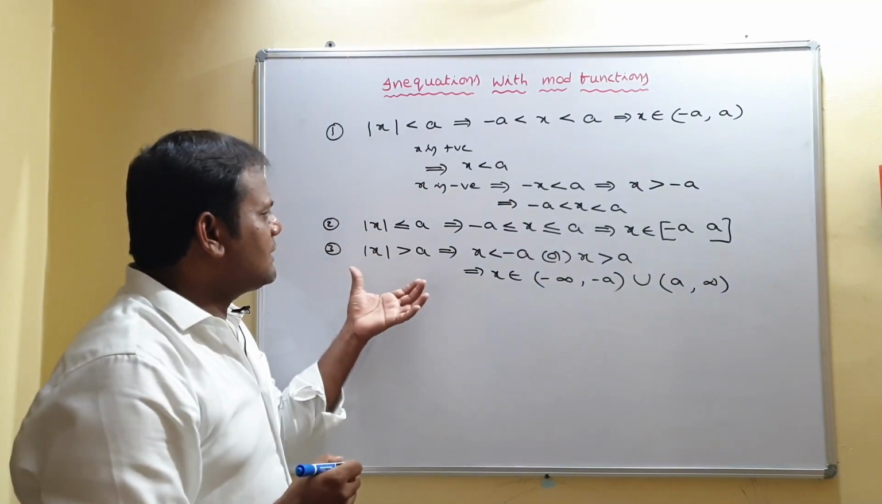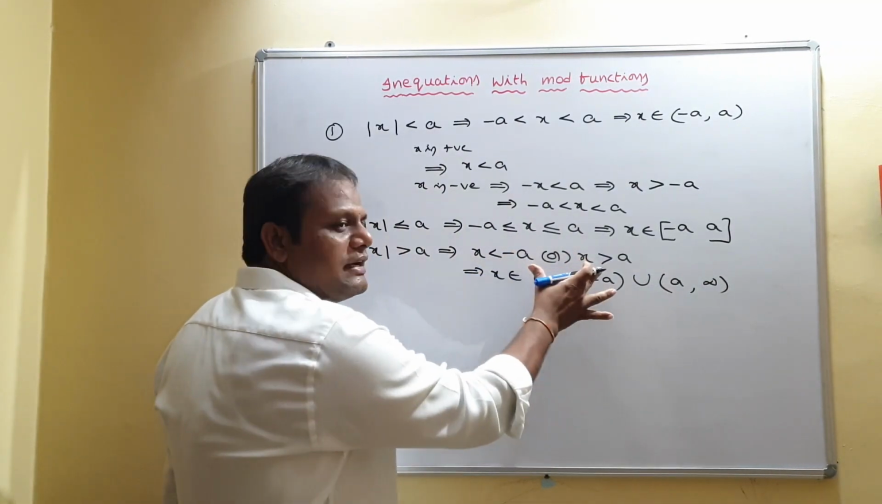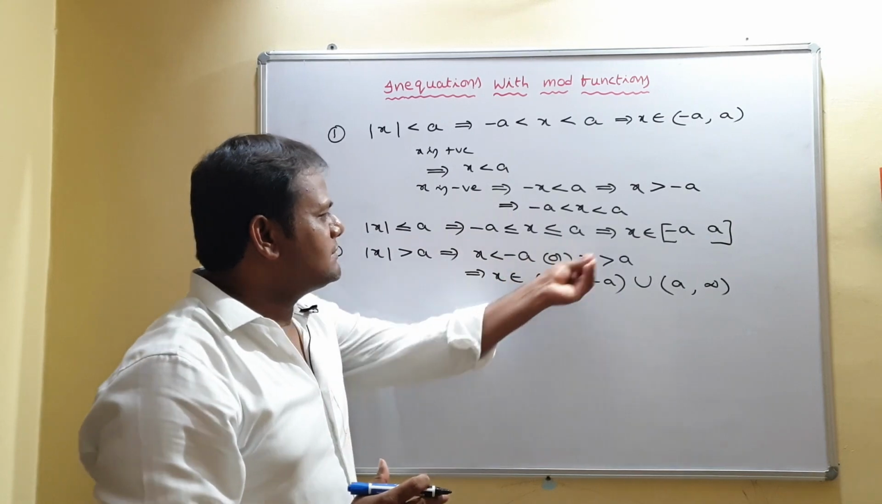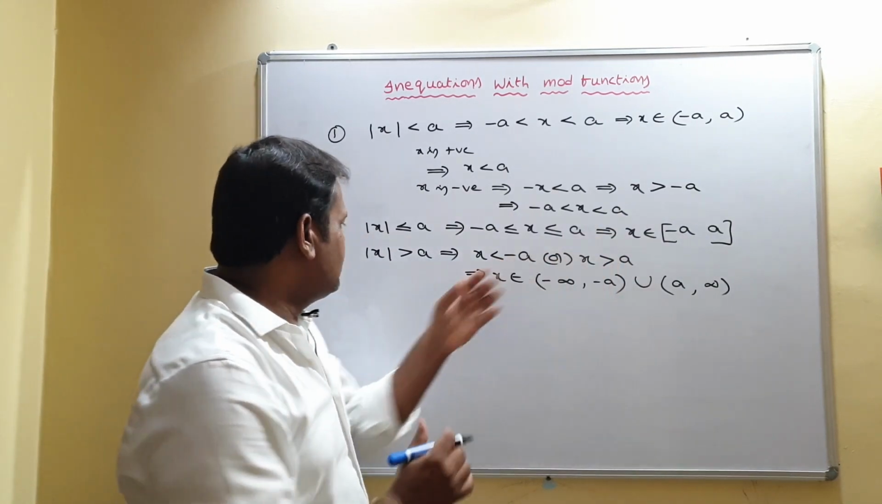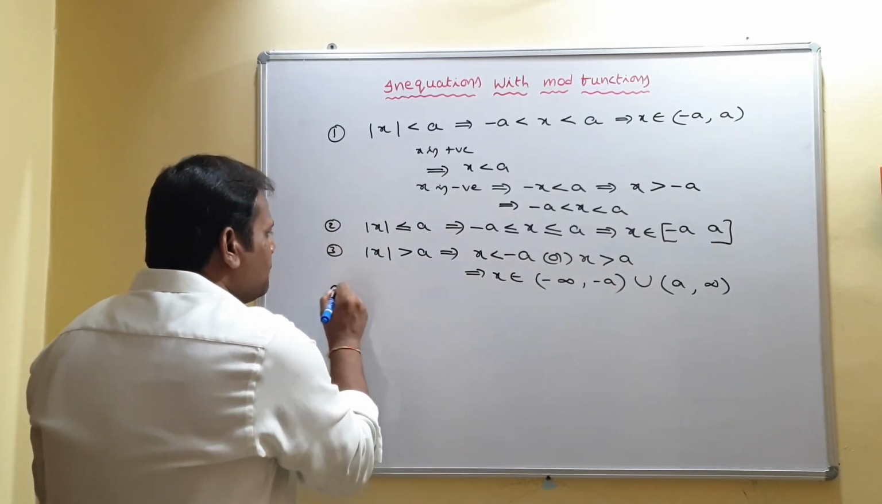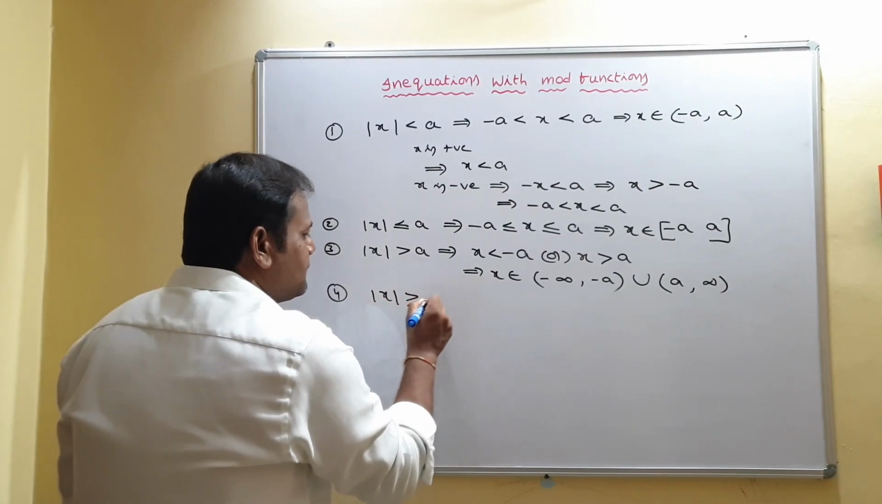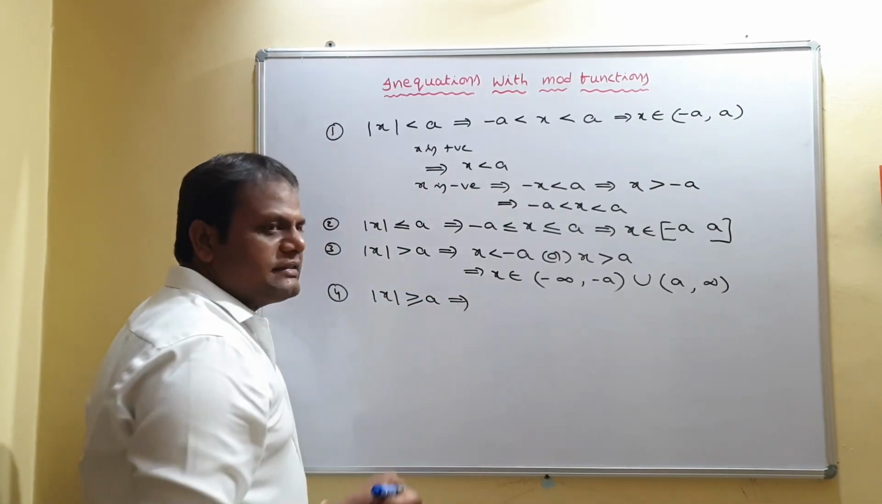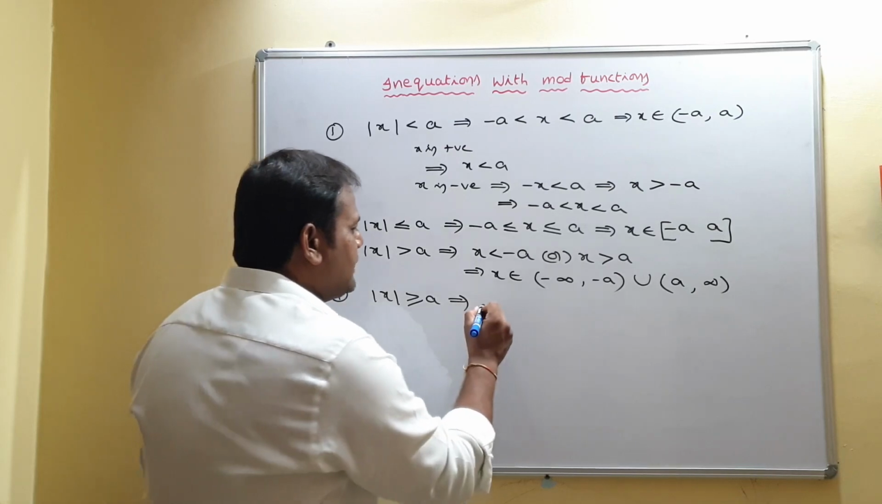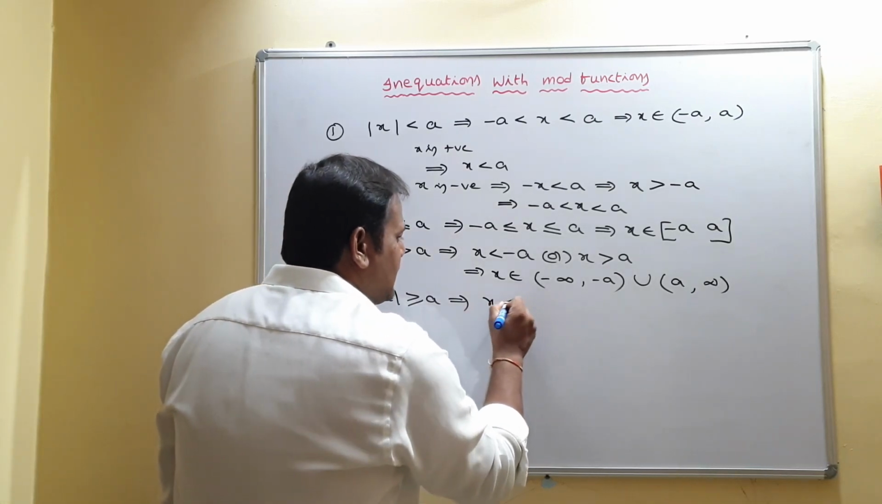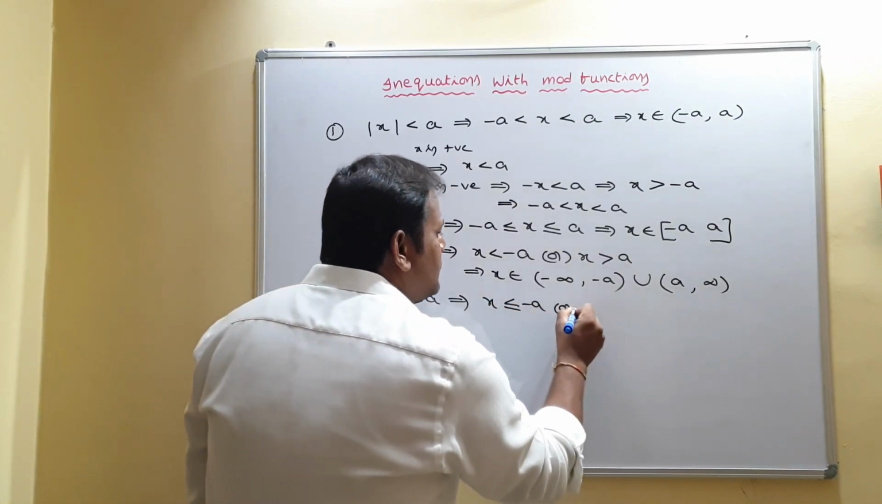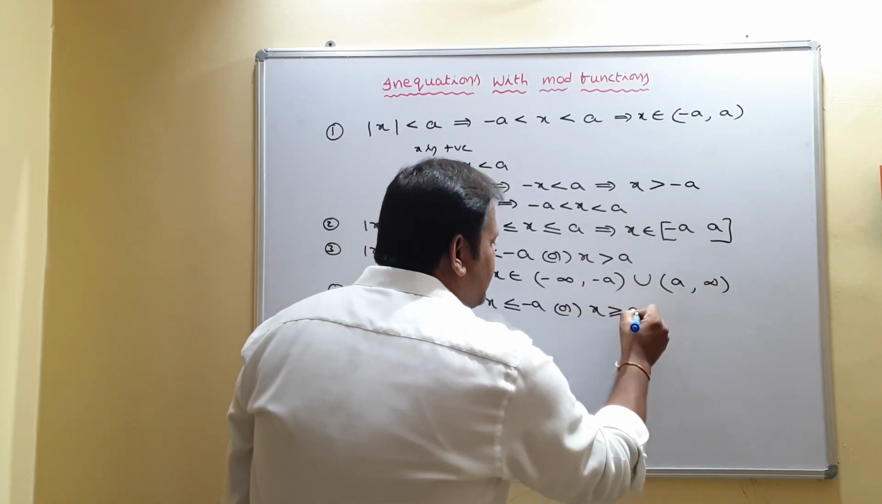So for mod x greater than a, just remember this condition: x less than minus a or x greater than a. Suppose it is mod x greater than or equal to a, then you take x less than or equal to minus a or x greater than or equal to a.